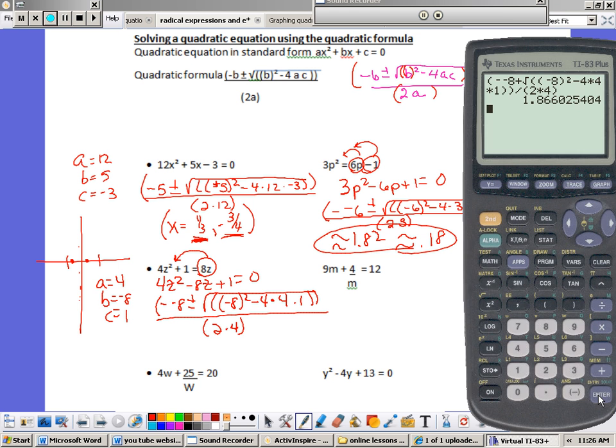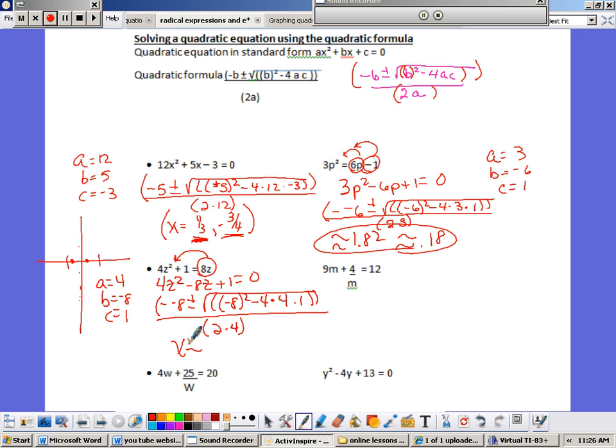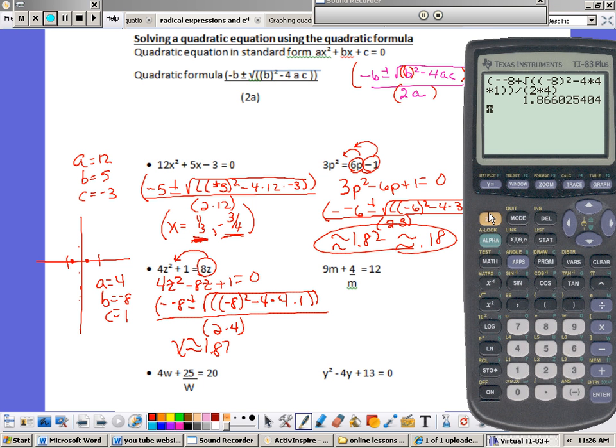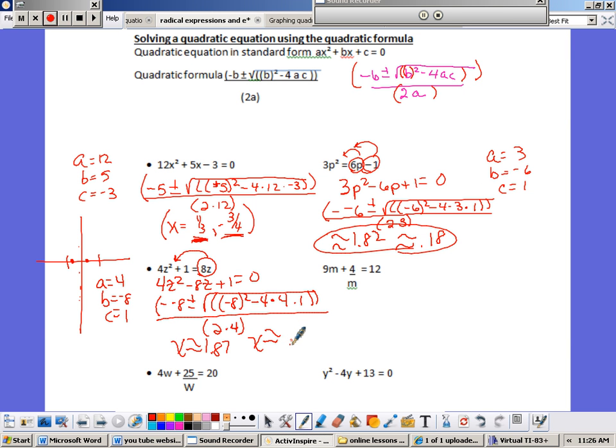So I got approximately 1.87. Second enter, so I don't have to retype it all in, minus approximately 1.3. I mean 0.13. 4, negative 8, 1. Okay, the next one, for us to be able to do this, the first thing I have to do is get rid of the denominator. Or I need to move the 12 over, one or the other. I'm going to get rid of the denominator first.